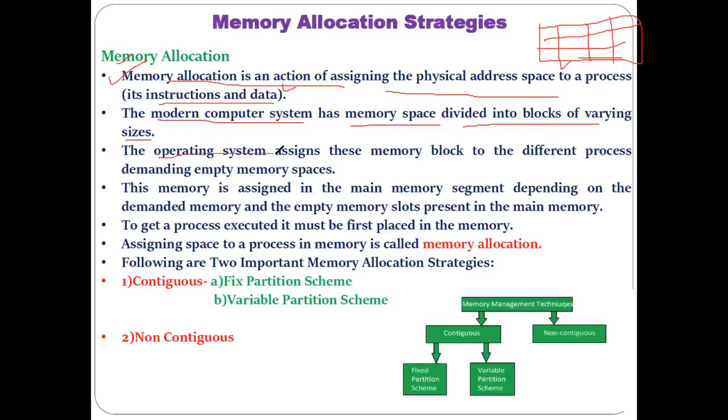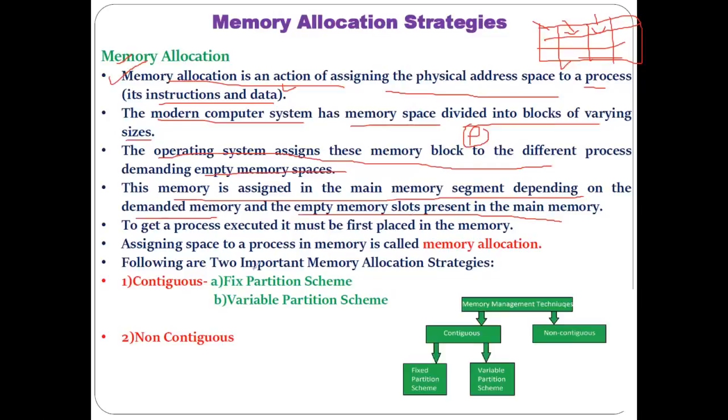The operating system assigns these memory blocks to different processes depending on the empty memory spaces. So memory allocation is nothing but assigning whatever free memory spaces are there to the different instructions and data which are part of your process. In short, assigning memory to the different processes. This memory is assigned in the main memory depending on the demanded memory and the empty memory slots present in the main memory. So depending on the need of a particular process, the memory gets allocated within these different blocks of the memory.